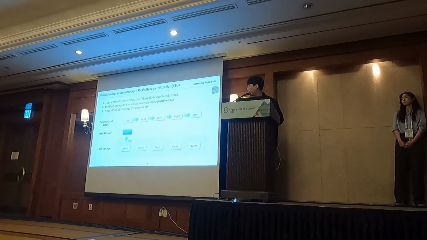Even with the tensor optimization, physical memory is still limited. So we use flash storage with proactive swap, and we call this FSU, flash storage utilization. Using flash storage is not a new idea. However, that approach comes with a major problem. It significantly slows down speed. That's why it hasn't really been adopted in the field of deep learning, which, as you know, is already a time-consuming process.